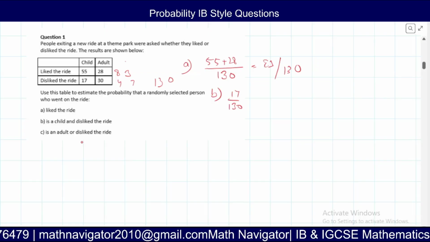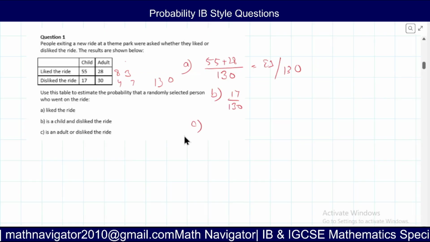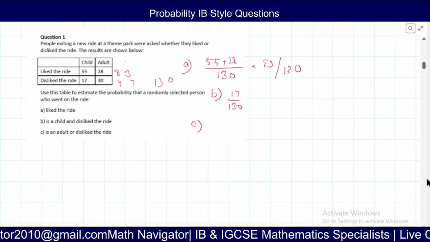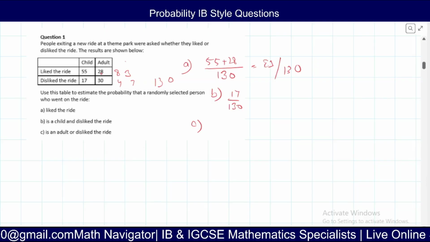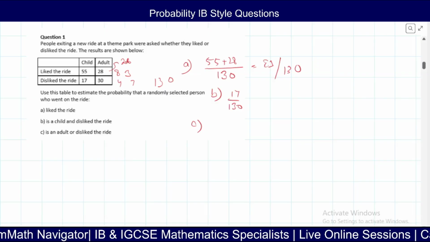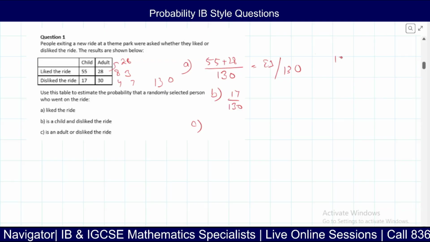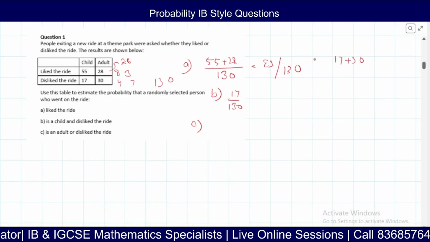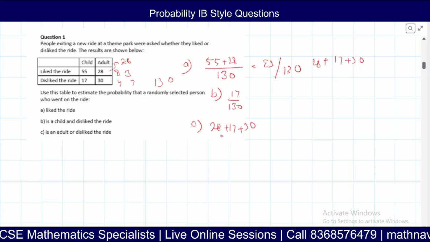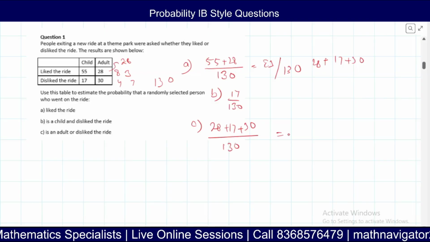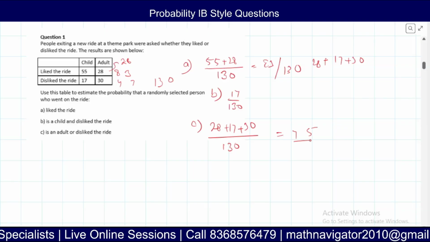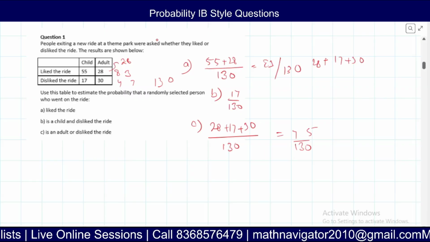Part C is an adult or dislike the ride. That means either he is an adult or he dislikes the ride. So 28 are adults, or dislike the ride. Those who dislike the ride are 17 plus 30. So 28 plus 17 plus 30 divided by 130 will give me the answer: 75 over 130.